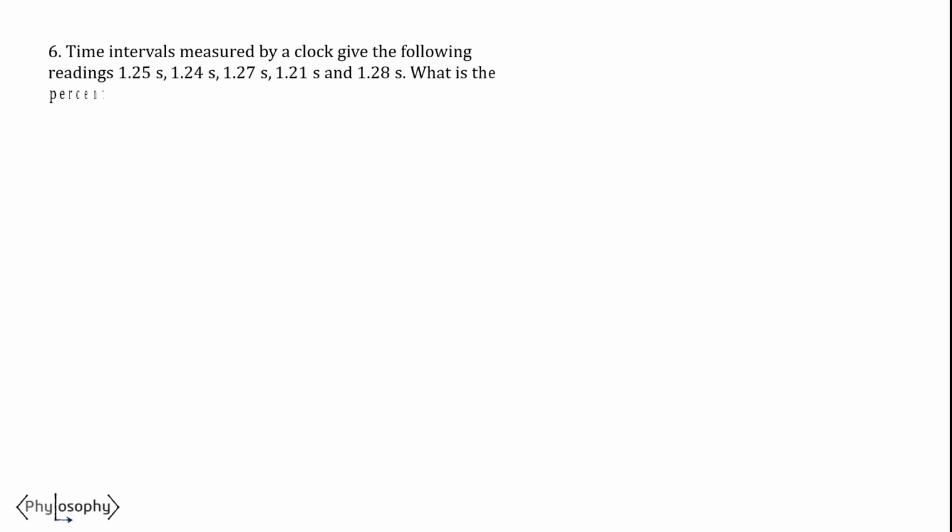So our first problem is: time intervals measured by a clock give the following readings: 1.25 second, 1.24 second, 1.27 seconds, 1.21 seconds and 1.28 seconds. What is the percentage relative error of the observations? And 4 options are given.